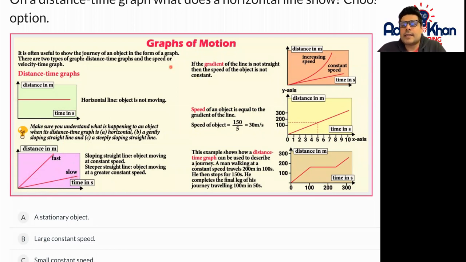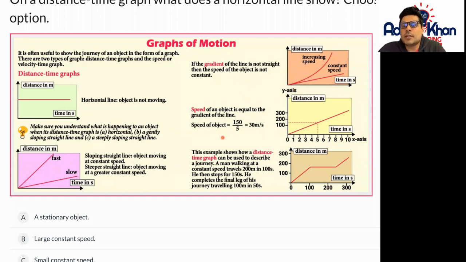If the gradient, which means the slope of the line, is not straight, then the speed of the object is not constant. That means the speed has been going up and down. You can see here on the right-hand side of our distance time graph that we've got a curved slope. Can you see that slope? That means that the speed of the object is not constant. In other words, it's not the same and it's been changing. A constant speed is a line that's straight.